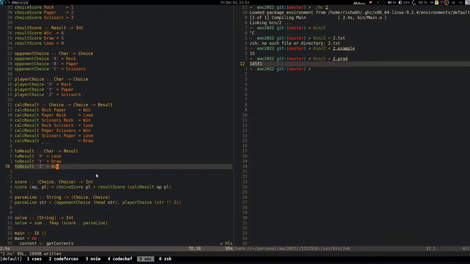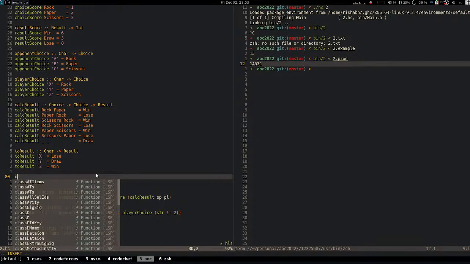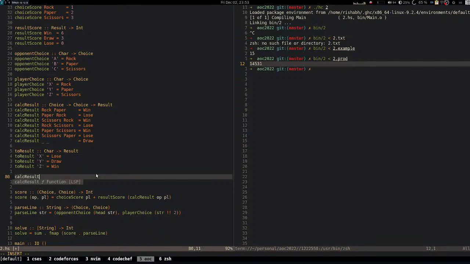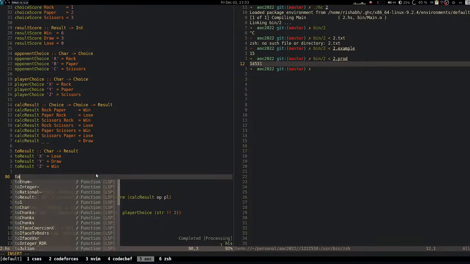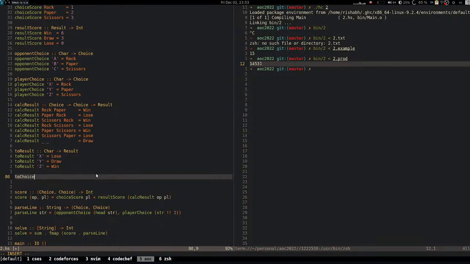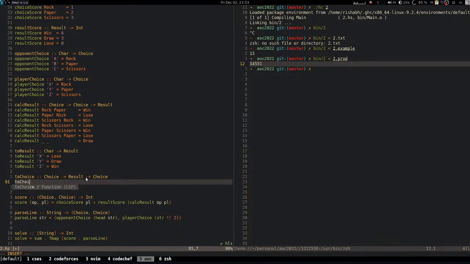And so now, calc result, or to choice, right? So the choice is to choice. We take the choice, we take the result, and we get another choice. It's a kind of inverse function. Like I just really want this inverse function. This is just a very kind of thing. Okay, anyways, to choice.